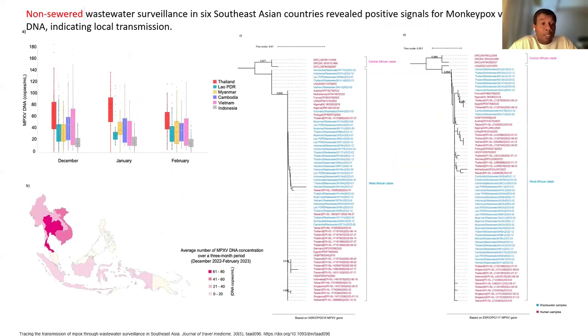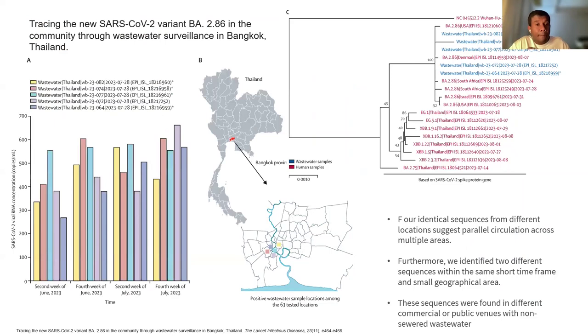And then we expanded this to six different countries in Southeast Asia. For some of the countries, it was the first time reporting wastewater surveillance data, like Myanmar, Laos and Cambodia, and also Indonesia. And we are also able to show the transmission dynamics among these countries, how the variants are changing according to the ongoing pandemic. All of these places were non-sewered wastewater surveillance locations. So thanks to that, we are able to show this transmission dynamic in the region very clearly.